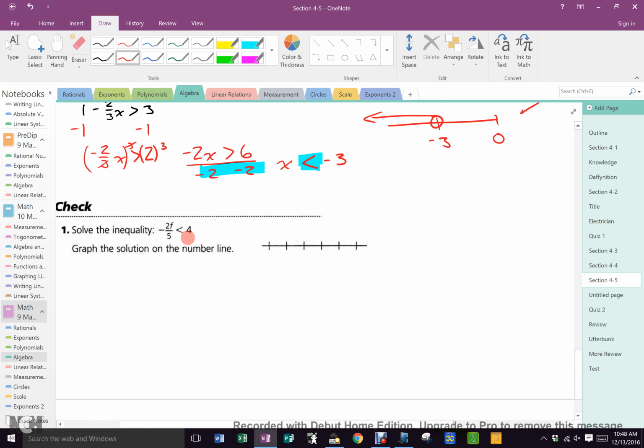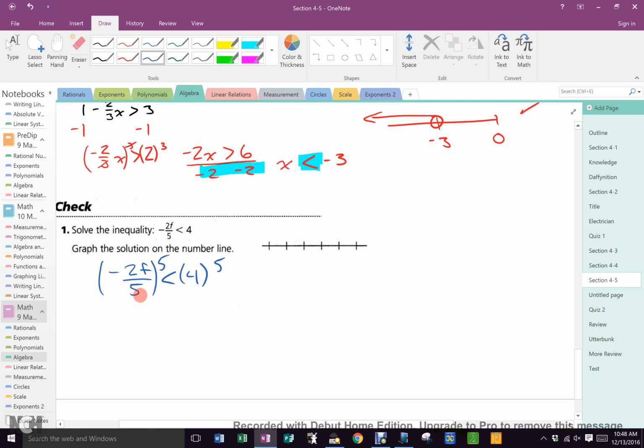Here is the last thing we're going to do. It's the last example. So let's write it out. Negative 2f over 5 is less than 4. What's in the way of f being alone? Negative 2 over 5. So what do I got to get rid of first? The 5. How do I get rid of a 5 that's on the bottom of a fraction? What math is happening? Division. Right, division, so I multiply. I want to get rid of a positive 5, so I multiply by positive 5.